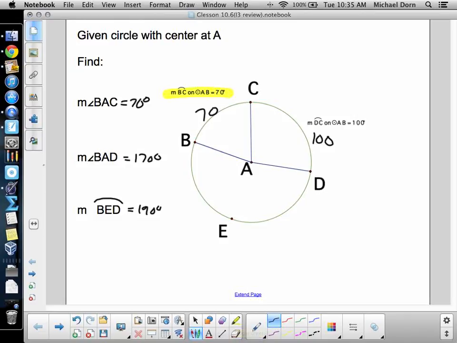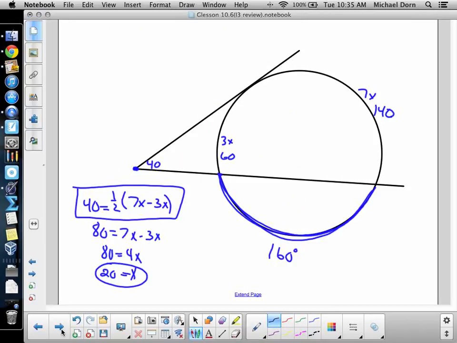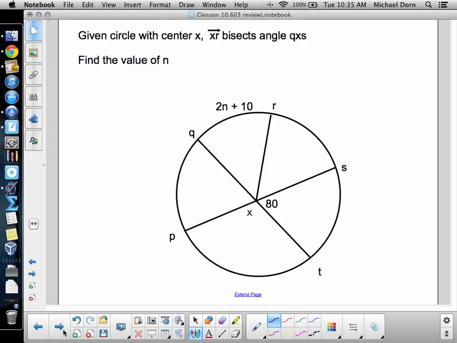Don't screw those up. I get so many people on this quiz who will go, oh, 70, that must be 35. They do the inscribed instead of the central. Don't make it harder. Just remember, central angles are nice and easy. More central angles.